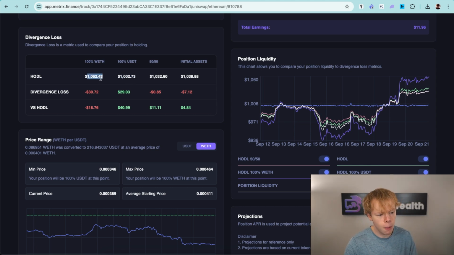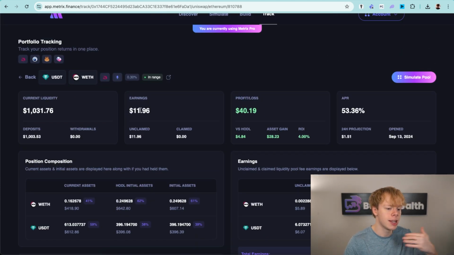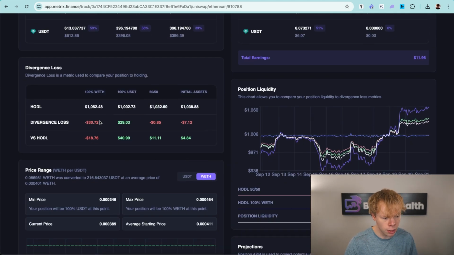But since ETH did go up in price, you'll notice that HODLing 100% ETH would have been the play here. We would have had $1,062. Compared to that metric, we have $30 of divergence loss, which is -18 compared to HODL, which means we lost compared to HODL. That's when we factor in those earnings as well as divergence loss.